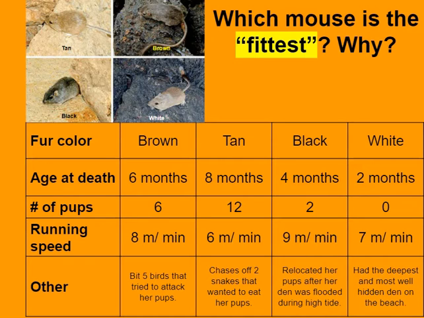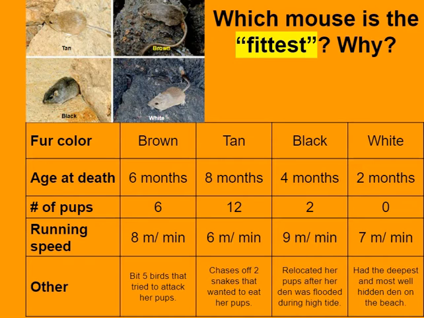That's without any predators around. So in the wild, a year is a really good year for a mouse. And so they start breeding at a very early age. At 2.5 months, they're probably already at breeding age, especially the females. So the brown mouse was 6 months old when it died. It had 6 pups already by then, 6 babies.